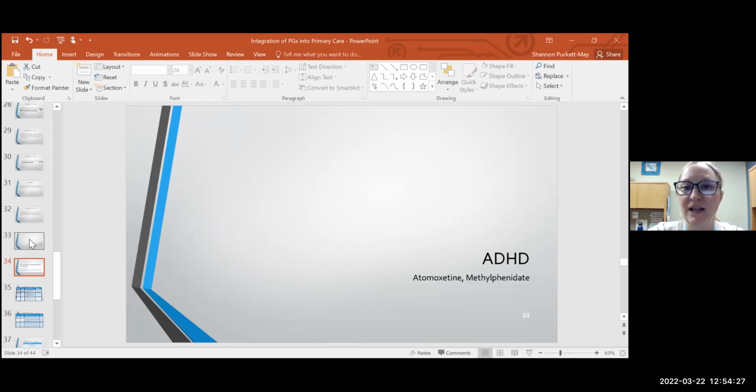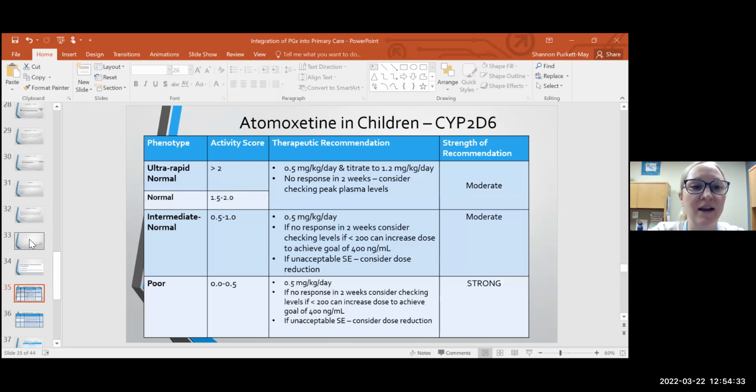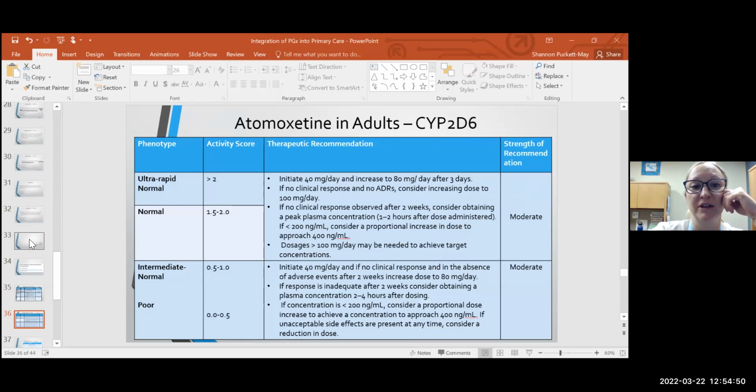For attention deficit hyperactivity disorder, the only guideline I really care about for you right now is the Strattera guideline. Zach and I had a patient yesterday that I didn't even think about possibly checking a peak plasma level for. Zach has a patient who's not responding to Strattera 100 milligrams daily, and he's appropriately titrated her.